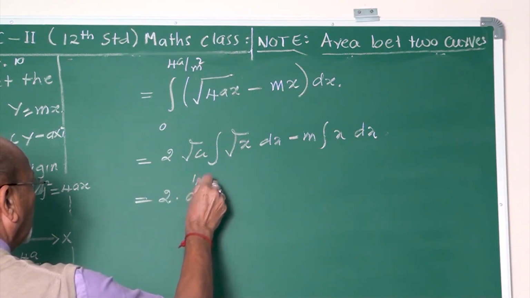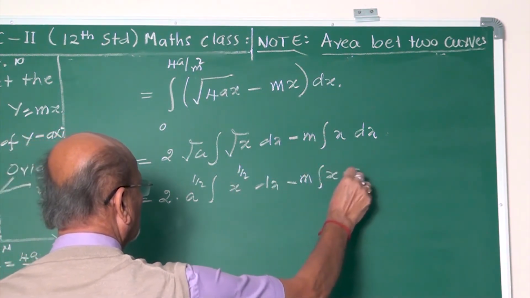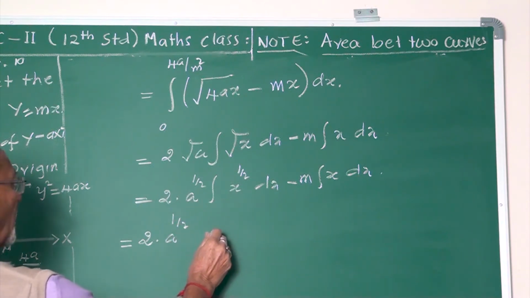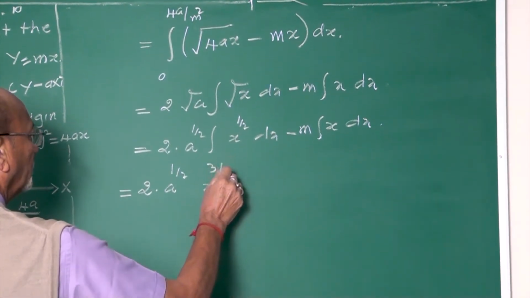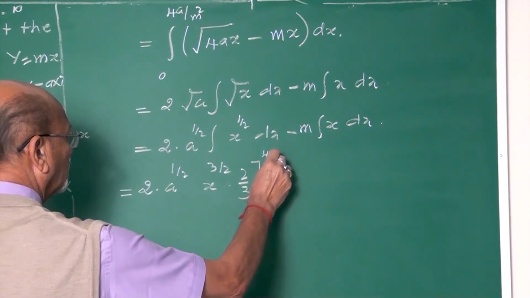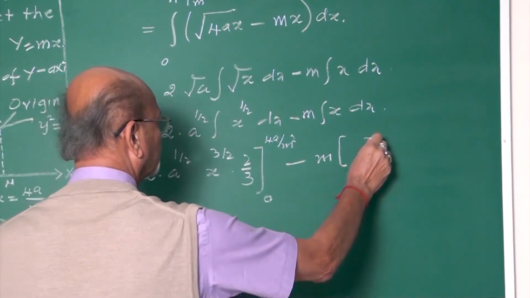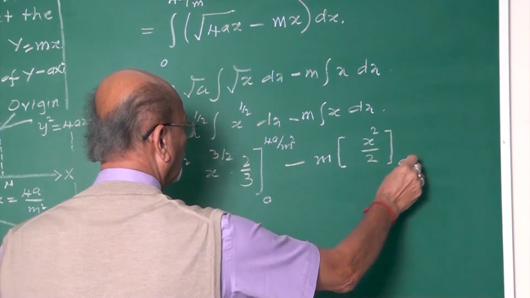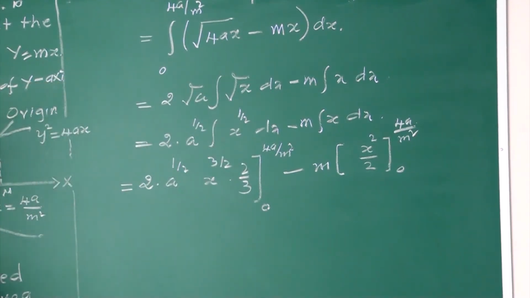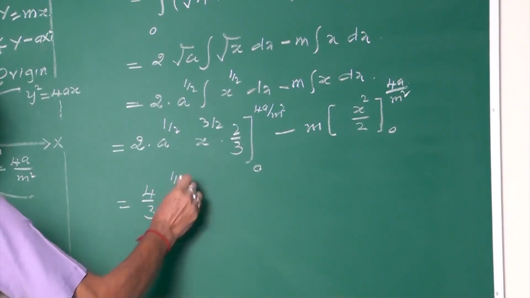2 into a to the power half, integral x to the power half dx, minus m into integral x dx. It is 2 into a to the power half, then add 1: 1 by 2 plus 1 is 3 by 2, reciprocal 2 by 3, lower, upper, 4a upon m square, minus m into integral of x, x square by 2, lower, upper. Simplify, my friend: 2 into 2 is 4 by 3, a to the power half.